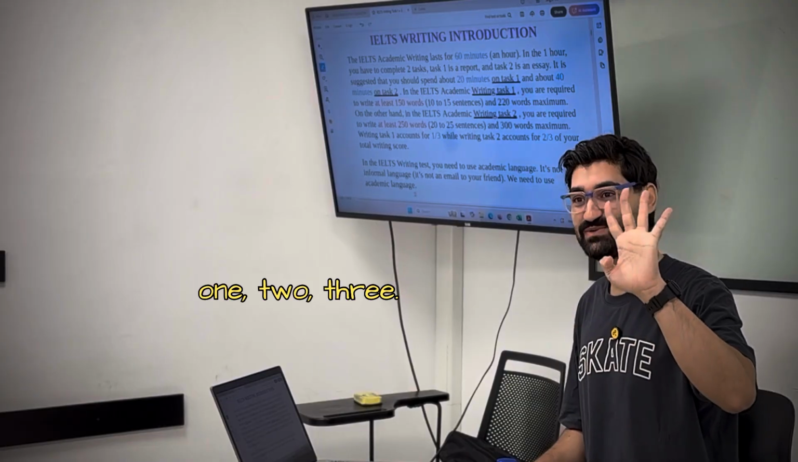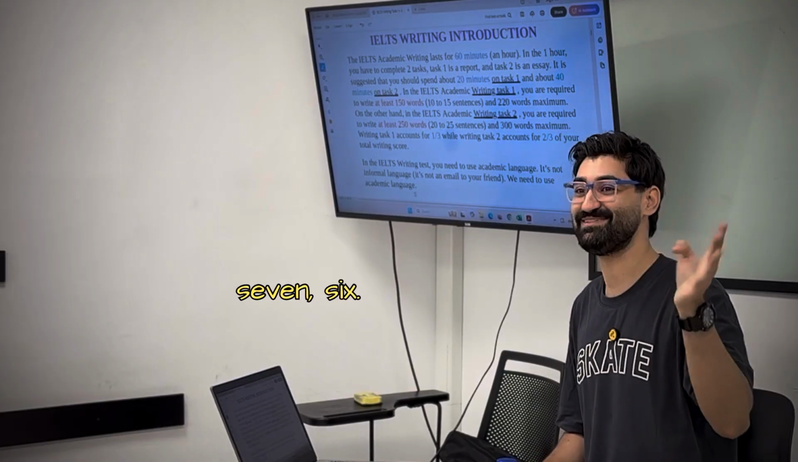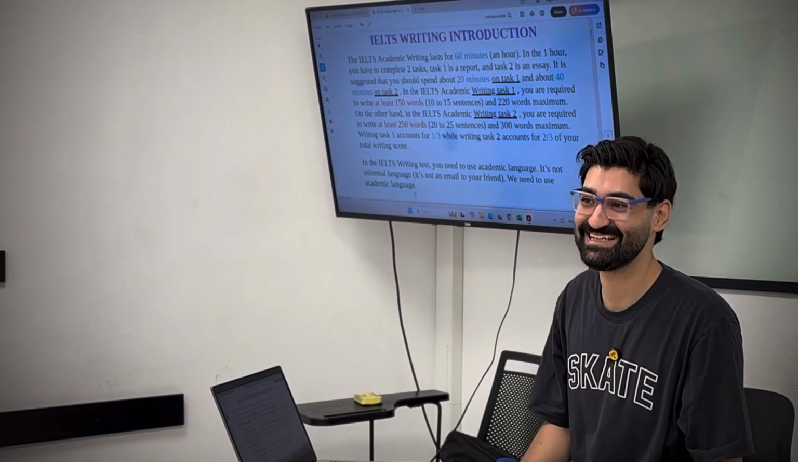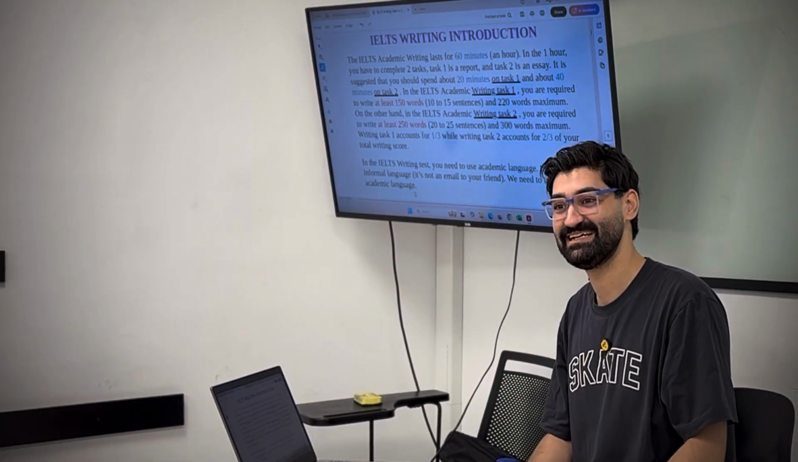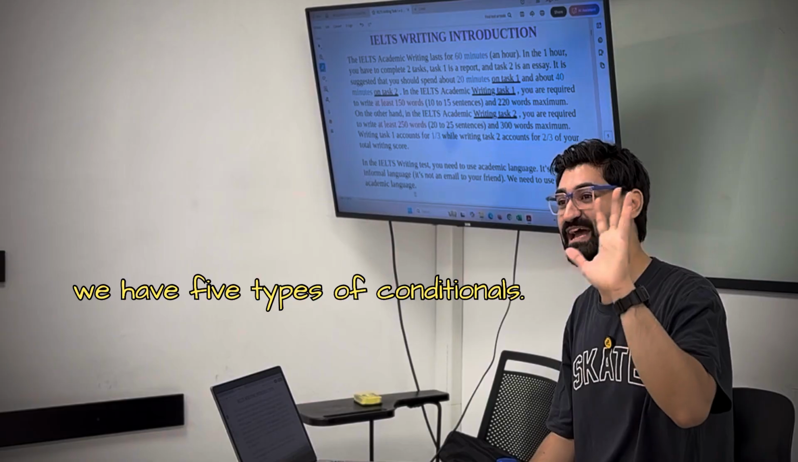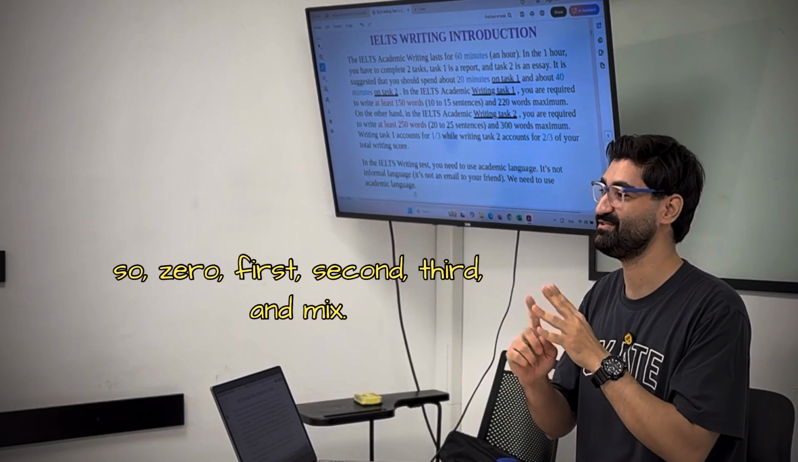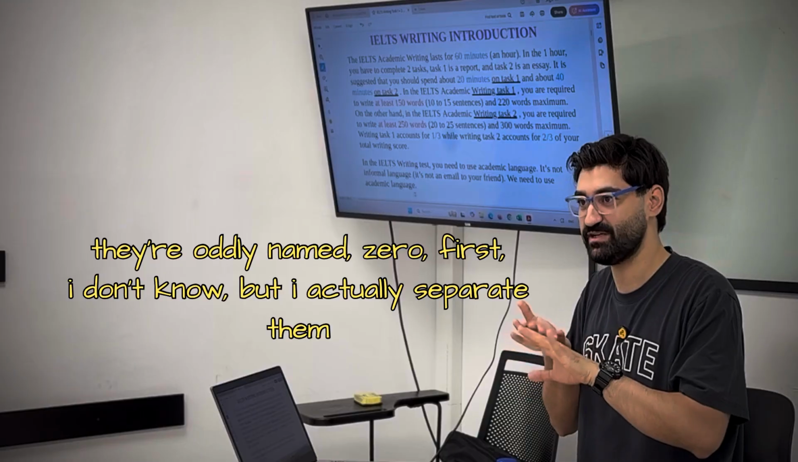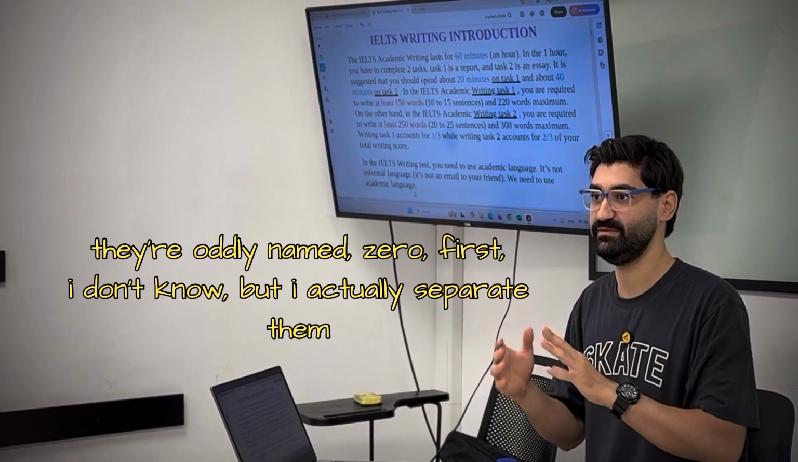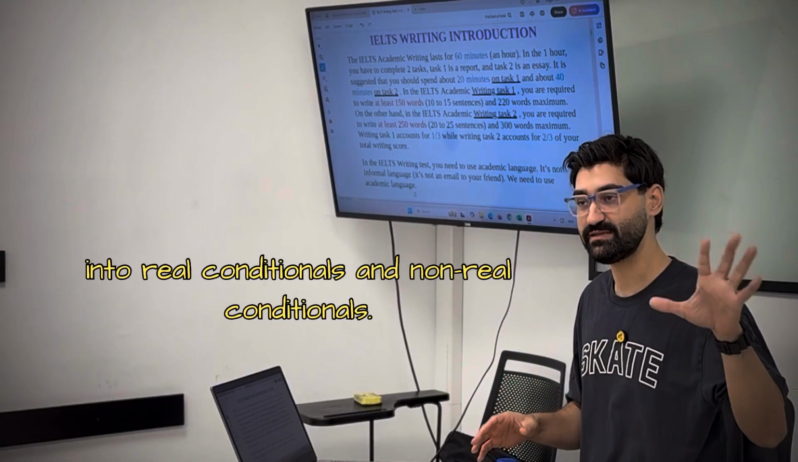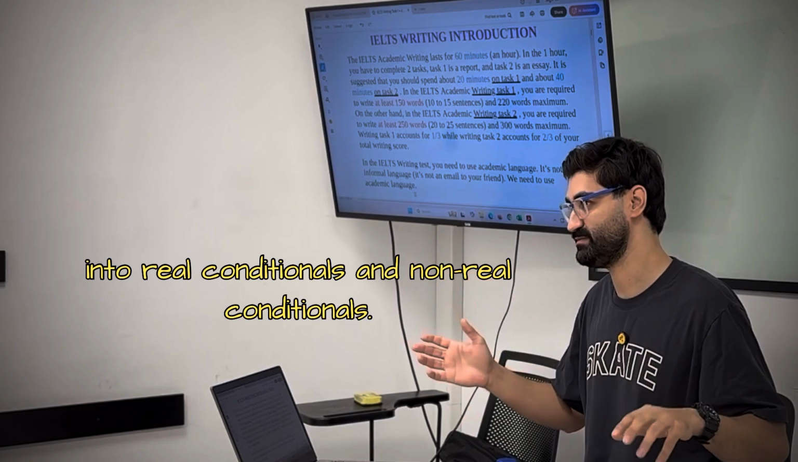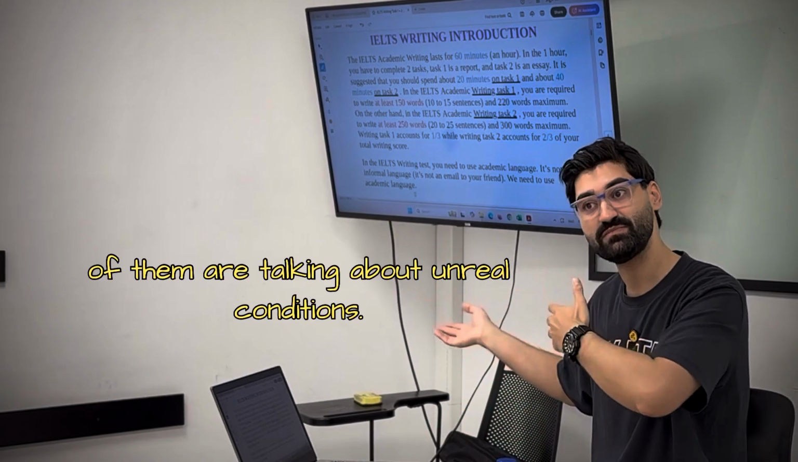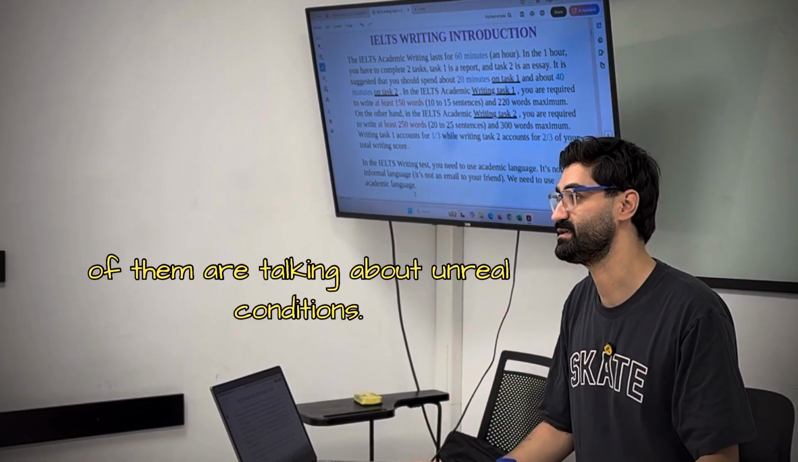Zero, first, second, third, and mixed. We have 5 types of conditionals. They're oddly named, zero, first, second. I don't know, but I actually separate them into real conditionals and unreal conditionals, because the zero and first are talking about real conditions, and the rest of them are talking about unreal conditions.